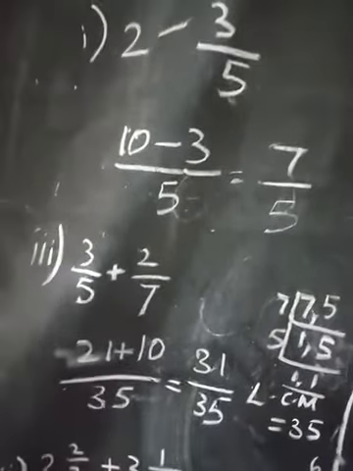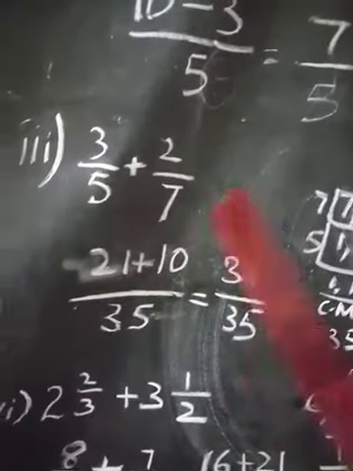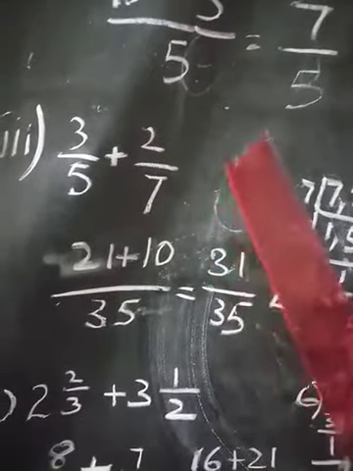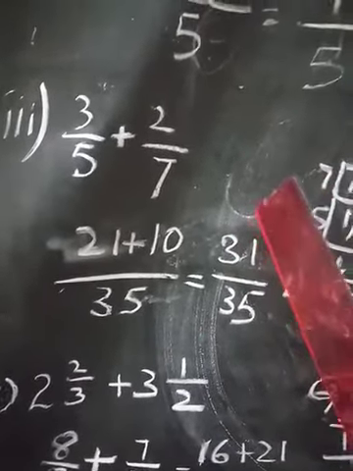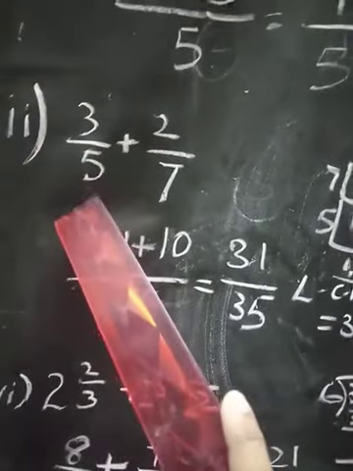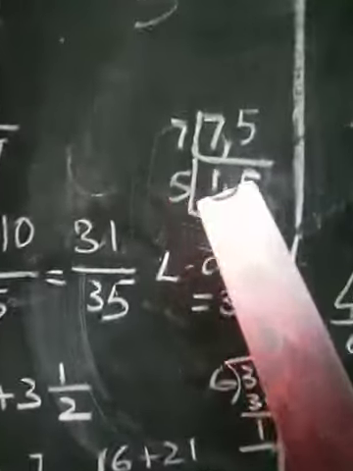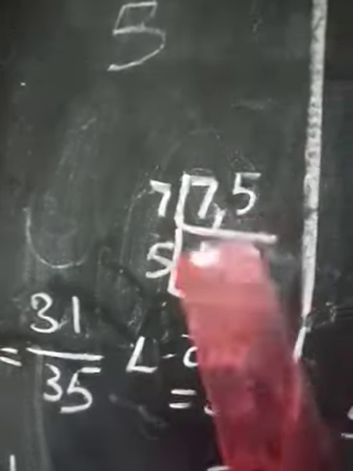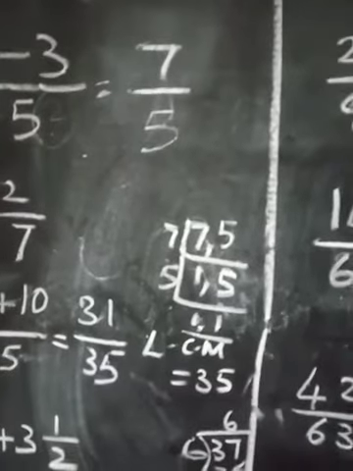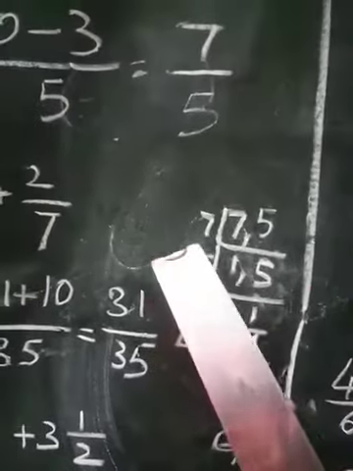7 by 5. Coming to the next sum, 3 by 5 plus 2 by 7. Here they have given two fraction numbers. We are going to add these two fraction numbers. Let us see how to add. First step what we have to do, we have to find the LCM. In the denominator they have given 5 and 7. So first find the LCM of these two numbers. LCM, I told you in the last video, the full form of LCM means least common multiple. Okay students, let us see how to find the LCM.